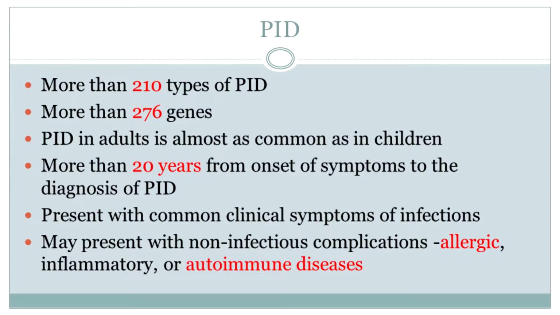There are more than 200 types of primary immune deficiencies, and more than 270 genes have been identified. Primary immune deficiency in adults are almost as common as they are in children, but sadly, most people consider them a childhood disease. And for that reason, it takes almost 20 years from the onset of symptoms to diagnosis of these diseases. These patients are presenting every day in doctors' offices with common complaints of recurrent infections. They can also present with non-infectious complaints, which include allergies and autoimmune disease.